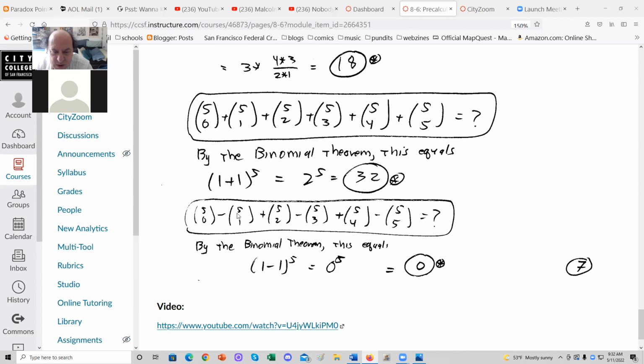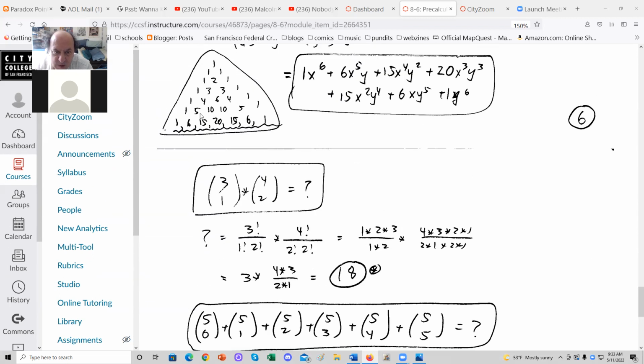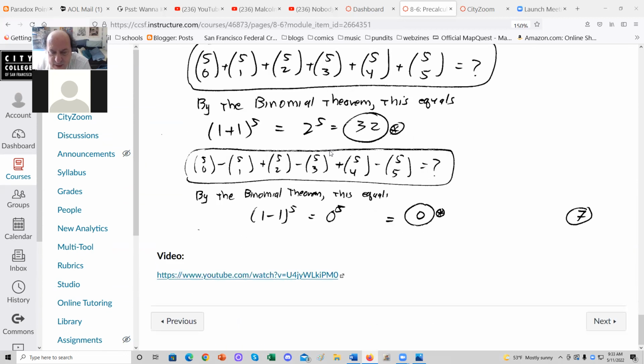Now let's try it alternating. 5 choose 0 minus 5 choose 1 plus 5 choose 2 minus 5 choose 3 plus 5 choose 4 minus 5 choose 5. This alternates between plus and minus, and so on. That works if we're taking 1 plus negative 1 to the 5th power. But 1 minus 1 to the 5th power is 0 to the 5th, which is 0. These all cancel out. And again, it makes sense. 1 minus 5 plus 10 minus 10 plus 5 minus 1. Every term cancels. There's that.